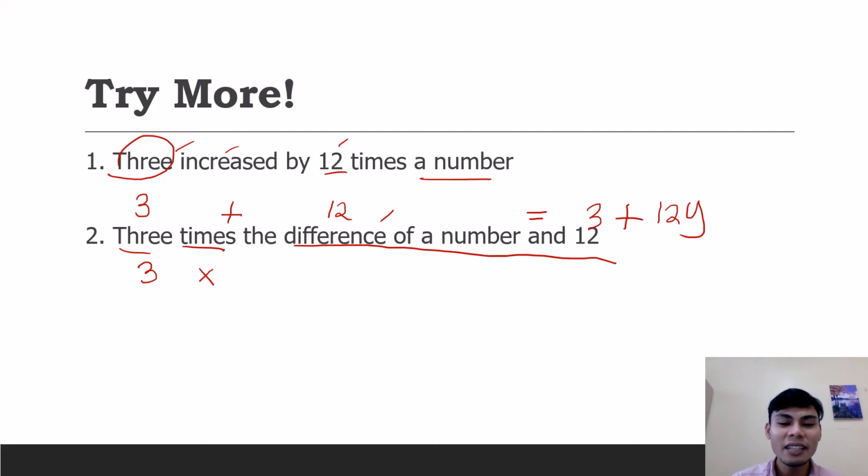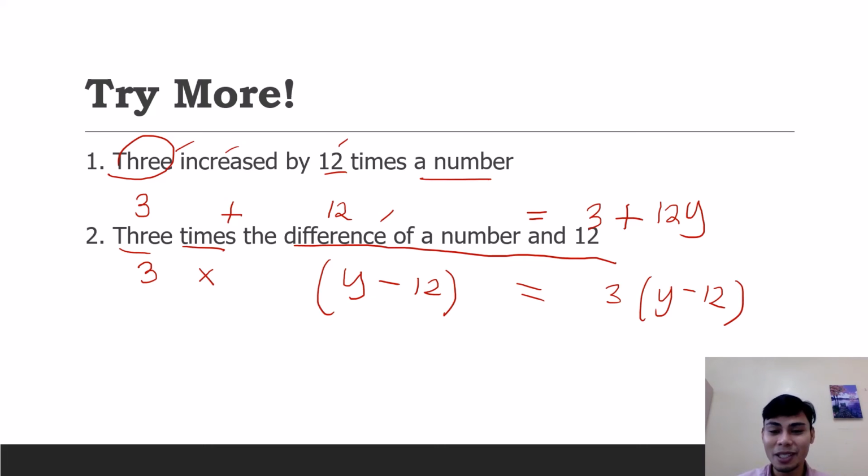So, the difference of a number, let's use y, and 12. So, this is it. So, just put that in a close parenthesis. So, your final answer is 3 times (y minus 12). Ha? This is just multiplication kasi, di ba? Ito, multiplication. So, same lang po ito sila. Di ba? If you have questions, feel free to comment.